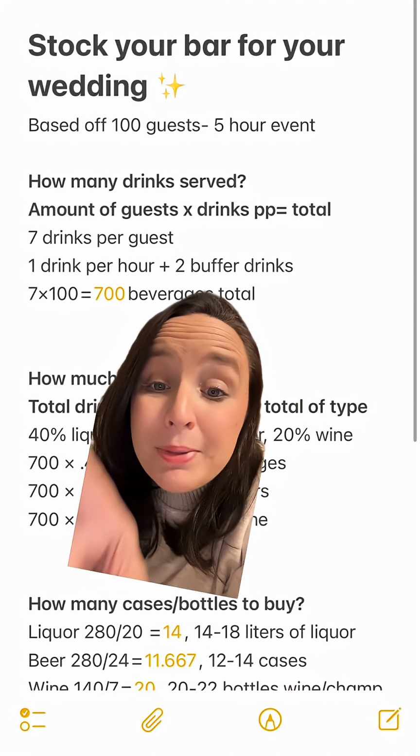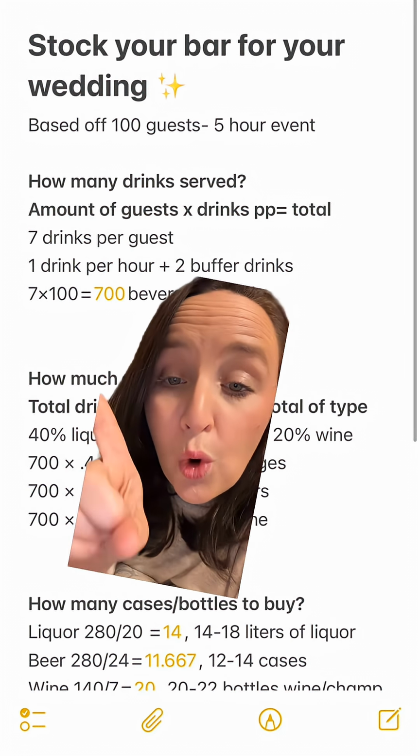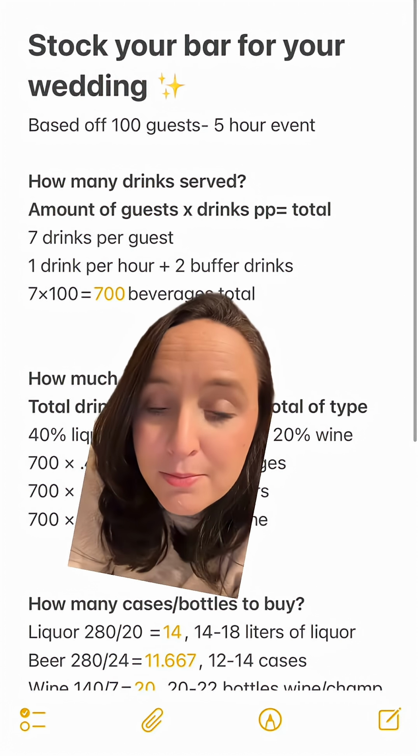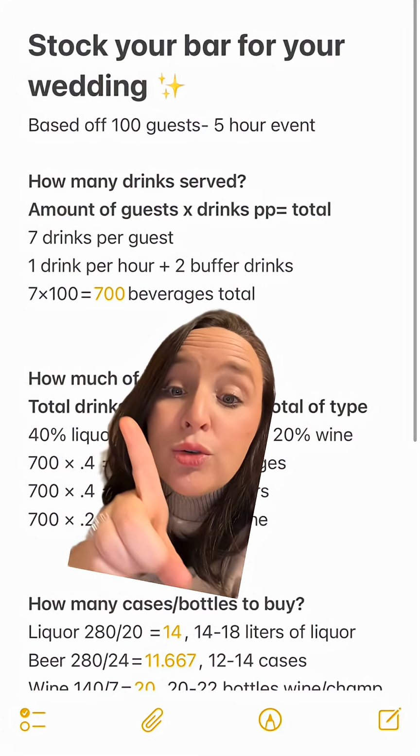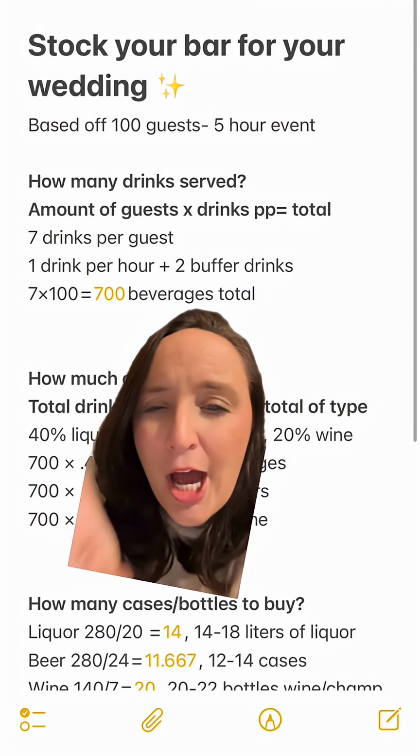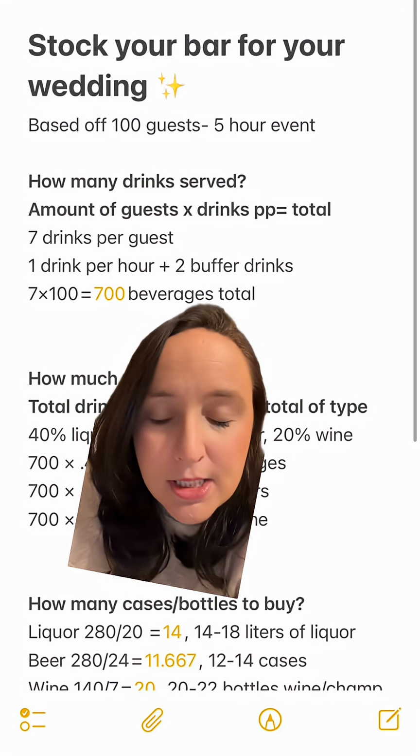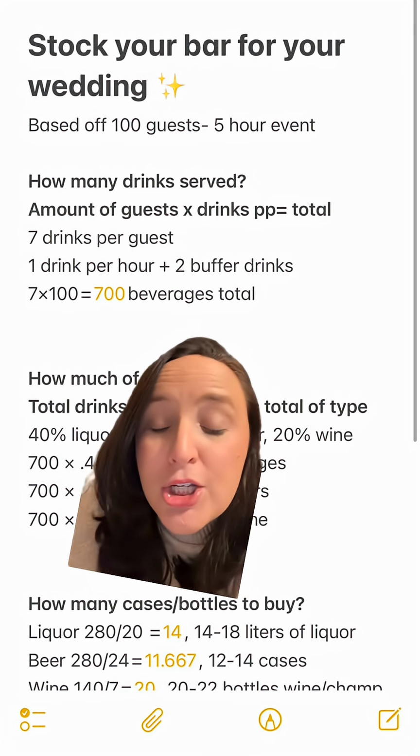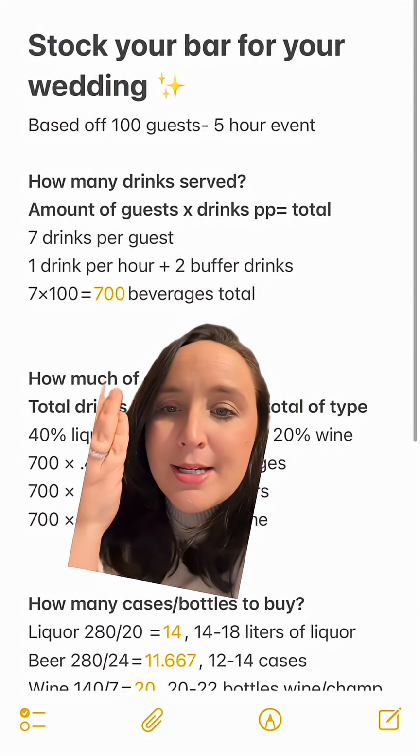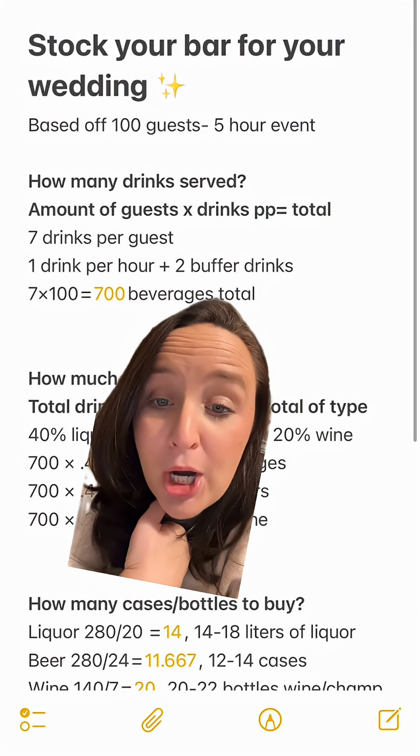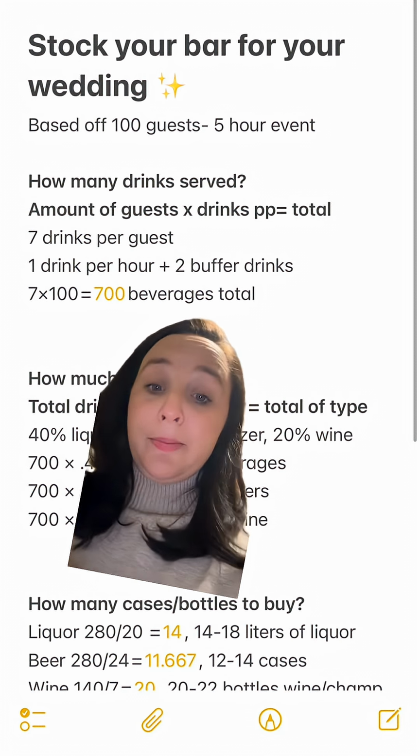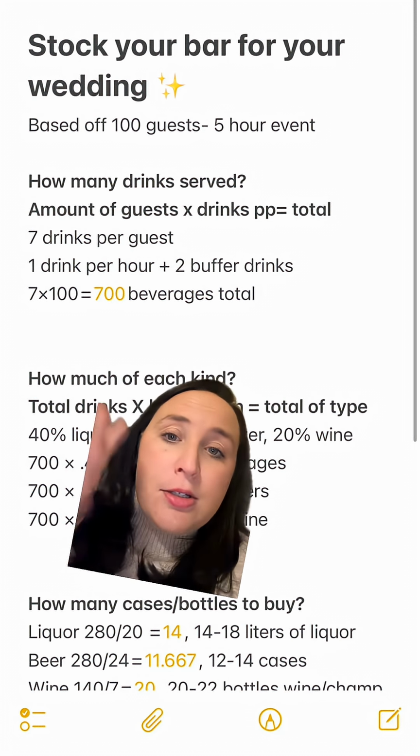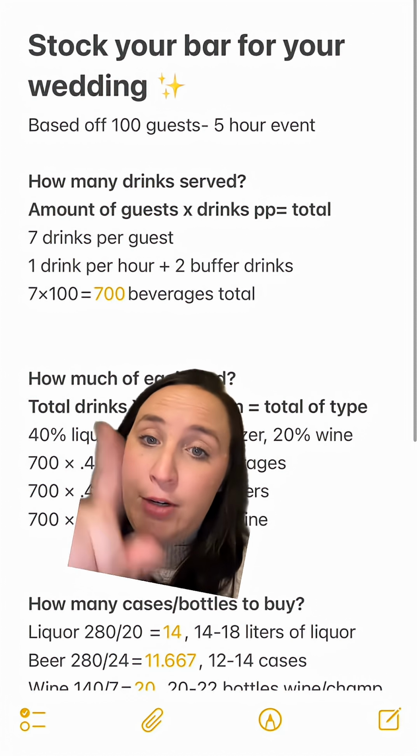All right, to figure out how many drinks are going to be served, you will do your amount of guests that are attending your wedding times the drinks per person, and that will give you total amount of drinks. Now, a lot of people are like, how do I figure out drinks per person? And this is going to be different for everybody. For me, I use 1 drink per hour plus 2 buffer drinks, which makes 7 drinks per guest. That's the magic number I use. For your group, it could be more or it could be less. So amount of guests, 100, times 7 drinks per person gives me 700 beverages total.